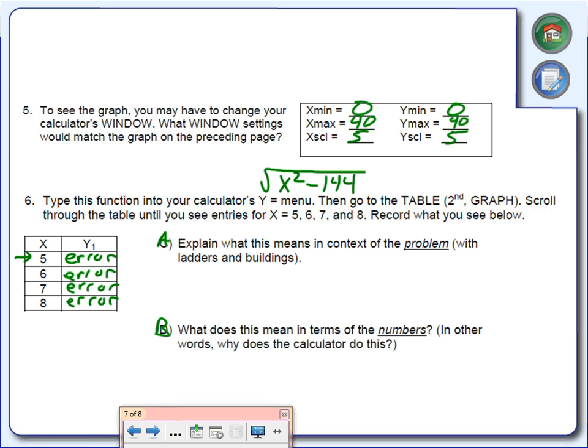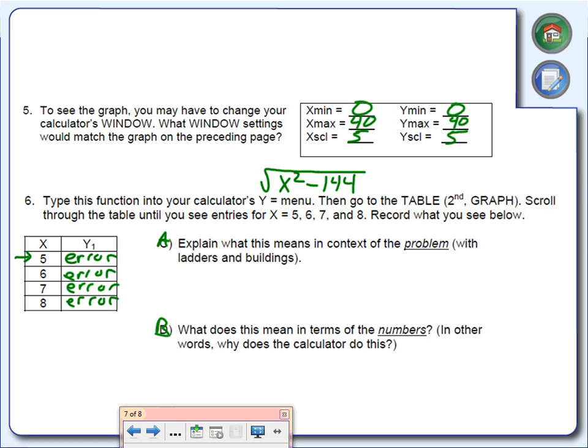What if we extend it 6 feet? Are we going to reach the building? No. 7 feet. Are we going to reach the building? No. As a matter of fact, look at your table, guys. What do you see right next to 9? Error. What do you see next to 10? Error. What do you see next to 11? Error. What do you see next to 12? 0. So notice you keep getting errors until you get to 12. And why is that? Because it's not until 12 that we actually reach the building.